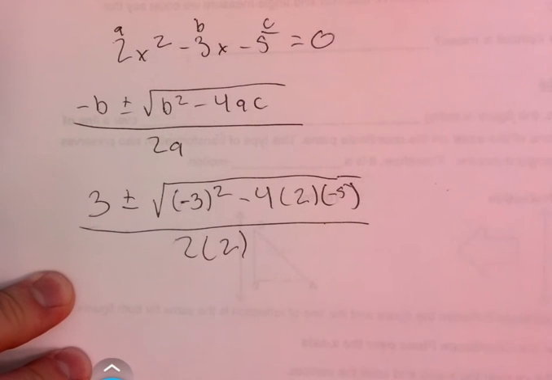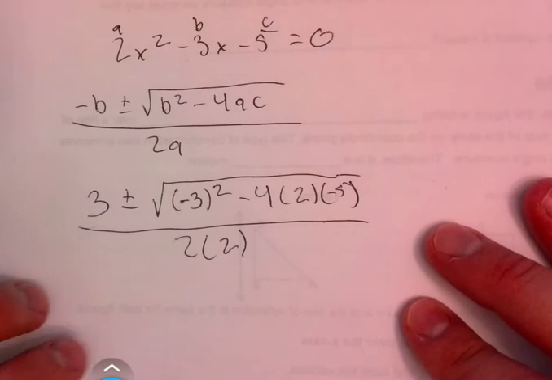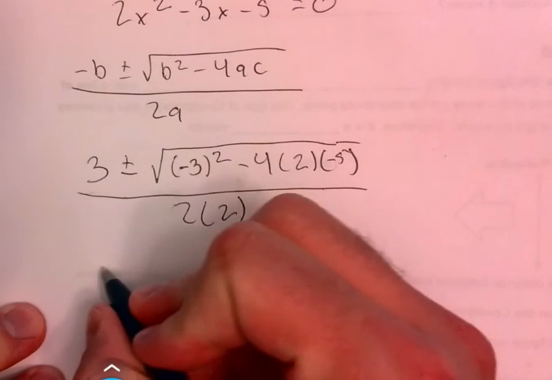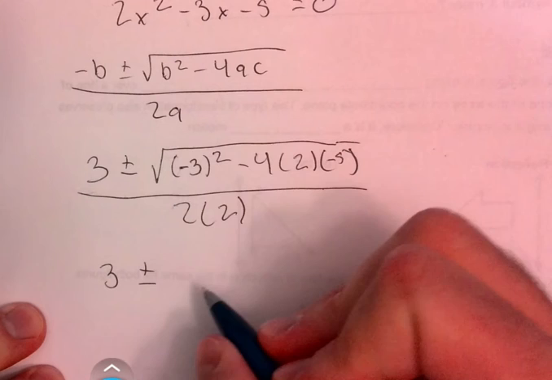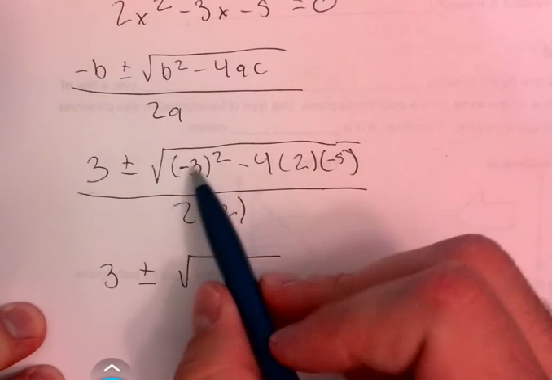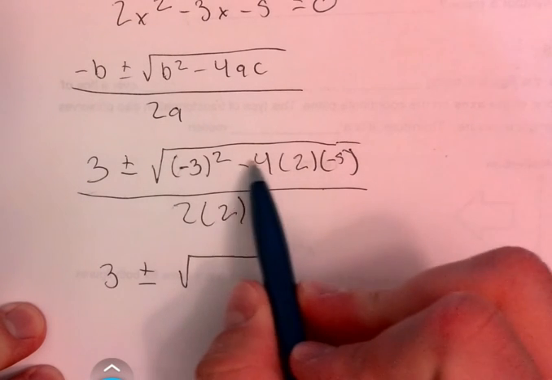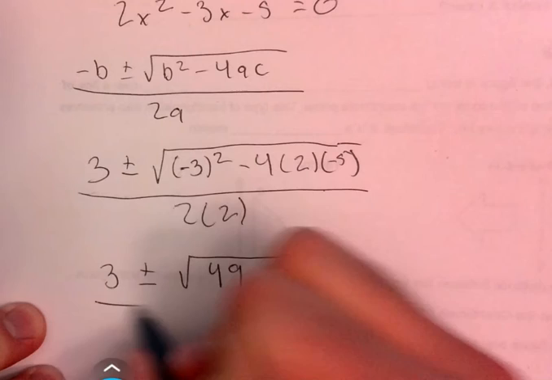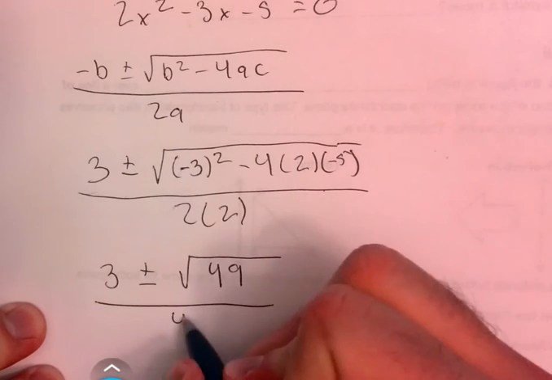Again, if the discriminant was 0, you would do that twice and get the same answer. Because remember, there's only one solution when discriminant is 0. So now I'm going to simplify this. So 3 plus or minus square root. Now you could just, again, plug this in the calculator. If you simplify this here, you're going to get 49. And then 2 times 2 is 4.